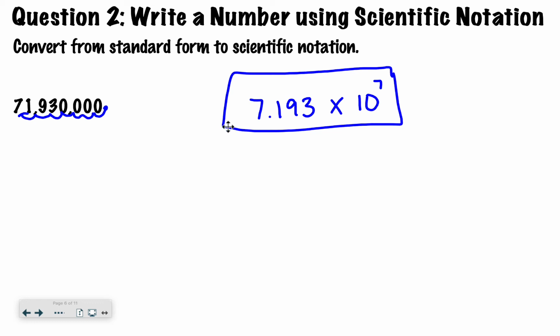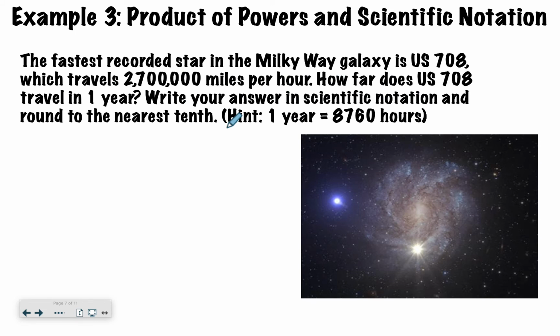Okay, now let's move on to product of powers and scientific notation. So we have the fastest recorded star in the Milky Way galaxy is US 708, which travels 2,700,000 miles per hour. How far does US 708 travel in 1 year? We want to write our answer in scientific notation and then round to the nearest tenth. Okay, so in order to do that, we have 2,700,000 miles times how many hours in a year?